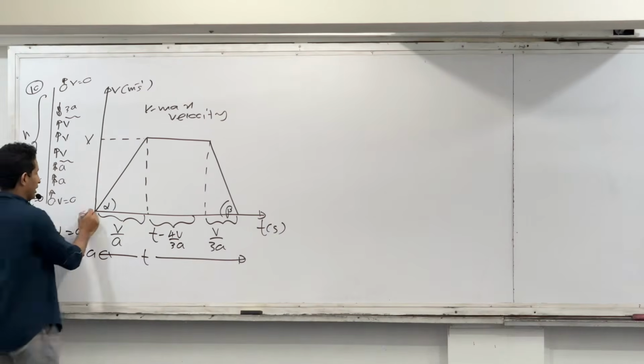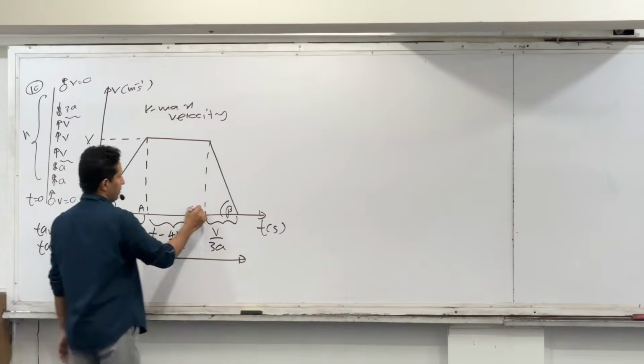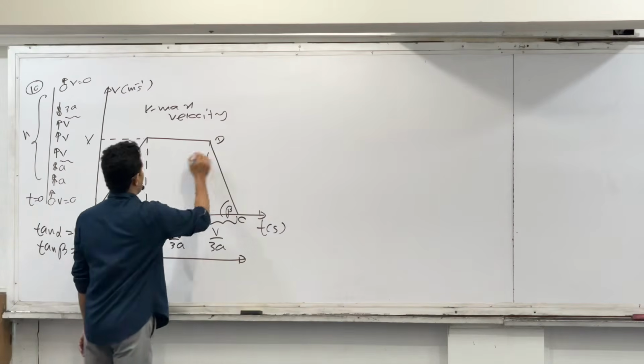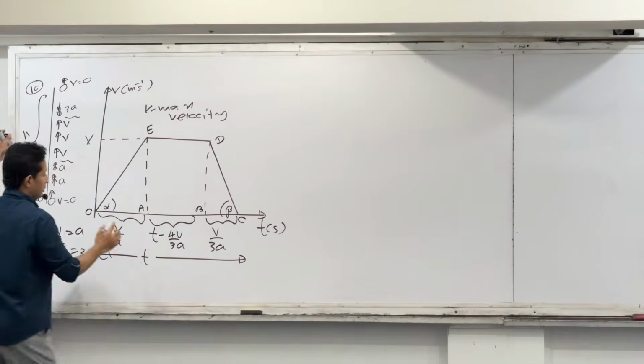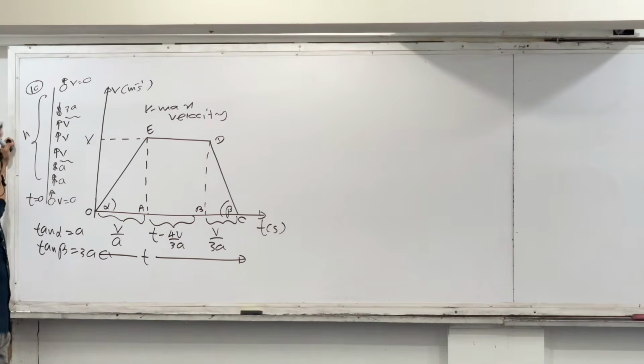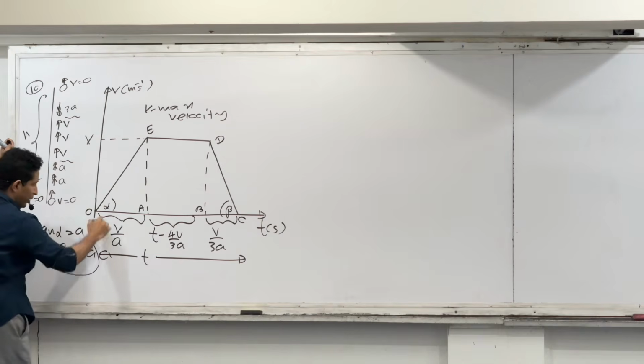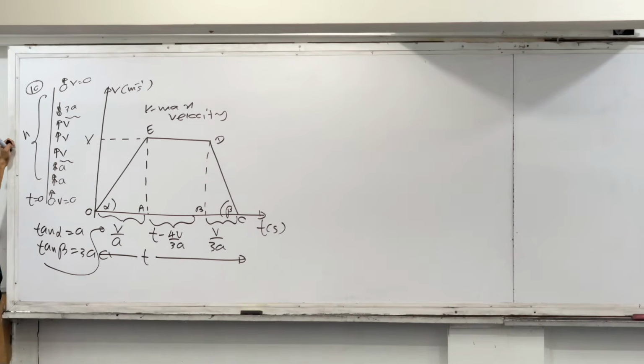Very good. Now see, T minus 4V over 3A. Right? Now I will take that O, A, B, C, D, E. Any one of you who got all these things? Very good.